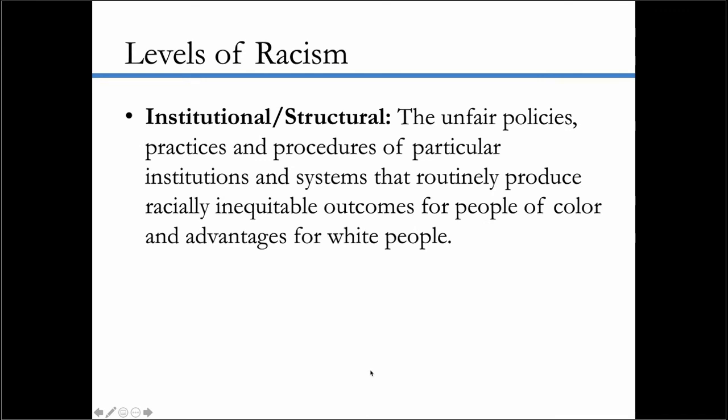The other types of racism that we see that fit in with our social determinants of health definition are institutional and structural racism. And this is the unfair policies, practices, and procedures of particular institutions and systems that routinely produce racially inequitable outcomes for people of color and advantages for white people. And when we say people of color in this, we mean Black and brown communities in our population. This is often used as a way to describe Black and brown communities.